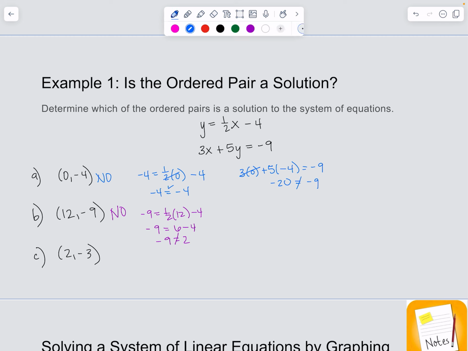Last one, (2, -3). -3 equals 1/2 times 2 minus 4. So we have -3 equals 1 minus 4. -3 equals -3. That looks good. 3 times 2 plus 5 times -3 equals -9. 6 minus 15 equals -9. -9 equals -9. That looks good. This one is a solution.